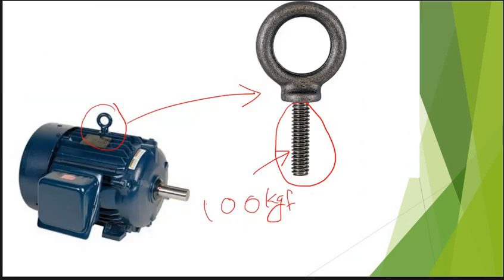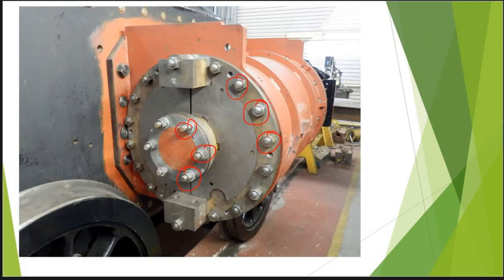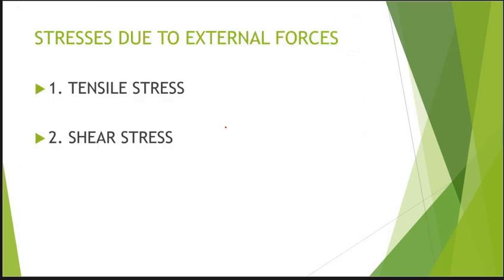But in the previous case, the total load is acting on a single bolt. Only one bolt is attached to the body of this electric motor, so the entire weight, or entire external load, is acting on the single bolt. But in this case the external load, or the force due to the steam pressure, is carried by 10 or 12 bolts.